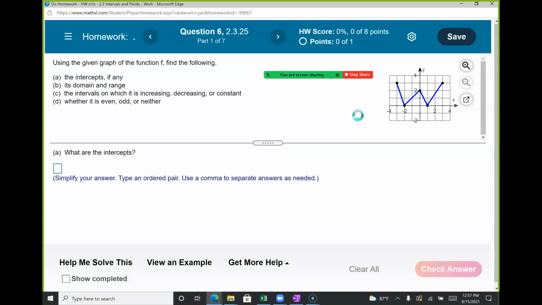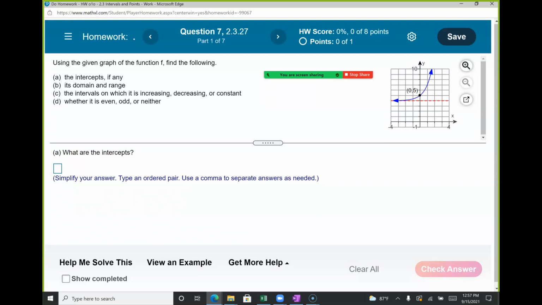Oh, here's the interesting one. This one is asking, is it even or odd? So remember, even is going to be symmetrical this way. Odd is going to be symmetrical this way. And so this one is neither, right? This is neither even nor odd. And it's asking for intercepts. I don't even know if you have to do this one.